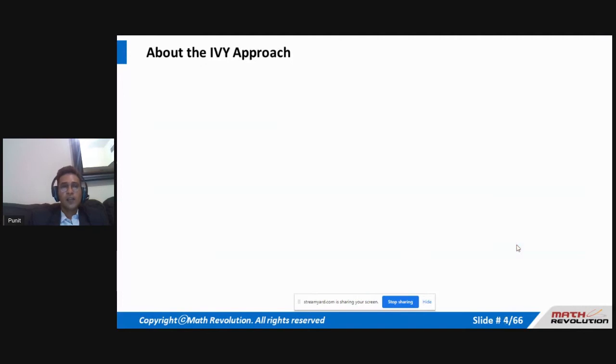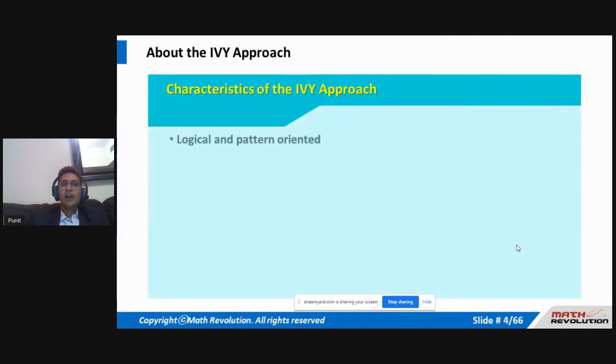Going ahead with the same, I need to talk about the characteristics of the IV approach first, after having spoken about the roles. So it's very much logical and pattern oriented. Once we start solving it, these are the initial slides that we are going through. Once you are sailing through the concepts, you will understand that they're very much logically aligned, and you can definitely understand a pattern which is oriented.